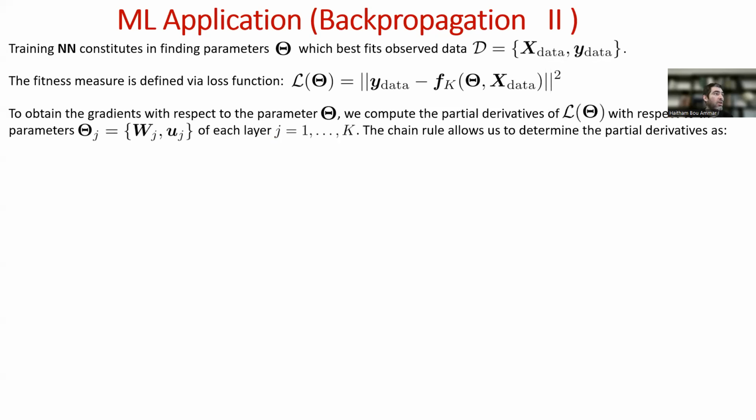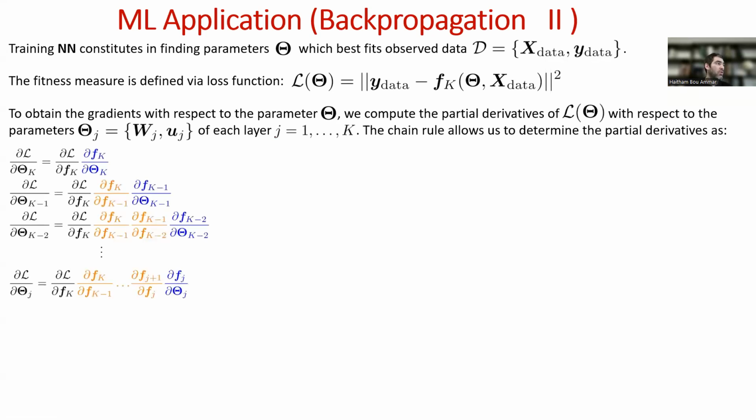Therefore, in order to compute the gradients with respect to this parameter theta, we need to take partial derivatives with respect to each of these theta j, which is associated with each layer of that neural network. So for each j from 1 to k, and this is where we will apply the chain rule.